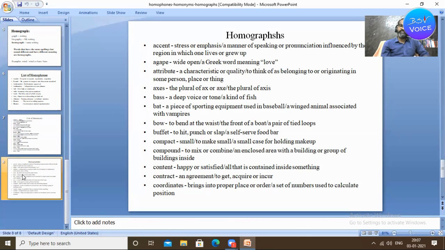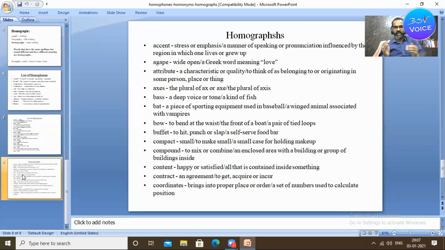Buffet: to hit, punch, or slap, or a self-serve food bar. Many restaurants today have buffets, where you can go directly, serve yourself, pay the bill, and come back. And buffet, to hit, punch, or slap. So you can see the meanings are totally different.